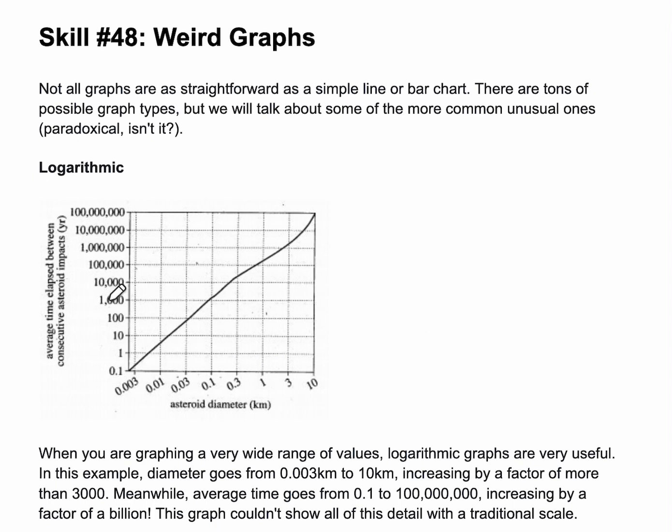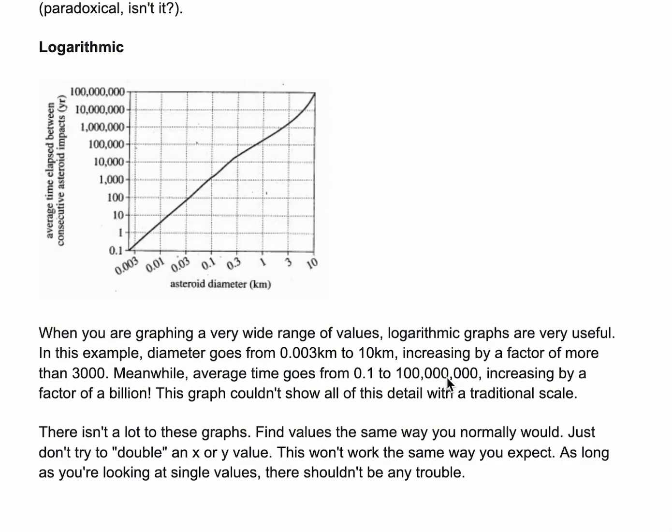So a little strange. This is the asteroid diameter, and this is the average time elapsed between consecutive asteroid impacts. And the reason they do it that way is because it's really hard to start from point one and go to 100 million if you're skipping by tens. You can't do that on a graph. So this allows them to get a lot of information on one graph. Okay. You just have to be careful about getting the right data and not assuming that it's a graph like a more familiar type of thing.